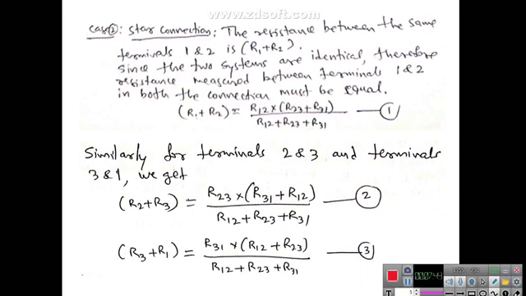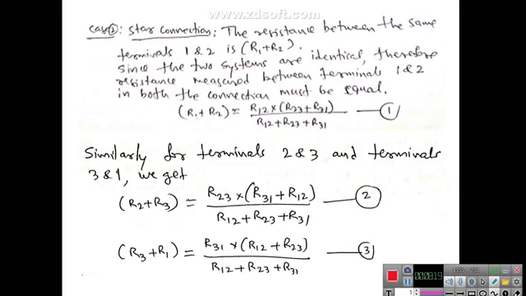Similarly, consider the star connection. I told already the resistance between the same terminals 1 and 2 is R1 plus R2. Since the two systems are identical, the resistance measured between terminals 1 and 2 in both connections must be equal. Therefore R1 plus R2 is equal to R12 into R23 plus R31 divided by R12 plus R23 plus R31. You can call this equation number 1.